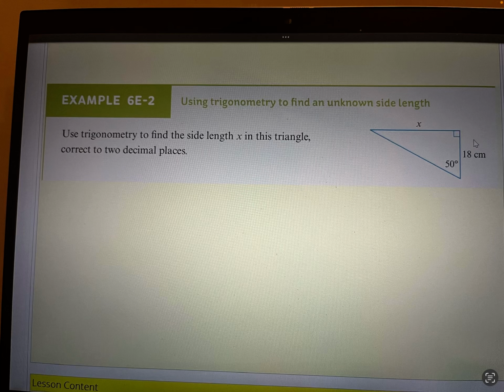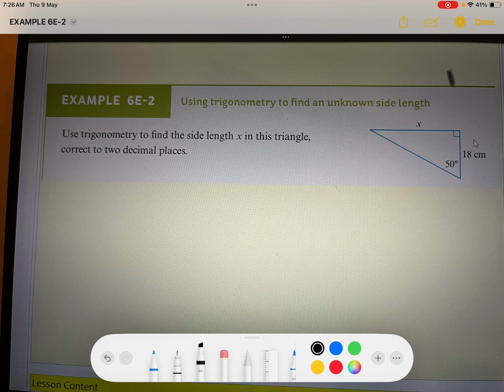Well, for this question, we've got to use trigonometry to find the side length x in this triangle, correct to 2 decimal places. So let's get a pen. Okay, so from the angle, we've got an opposite side and we've got an adjacent side.